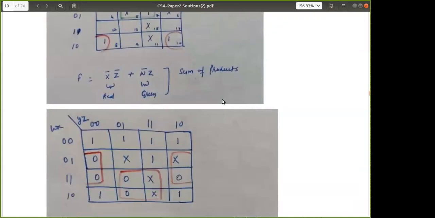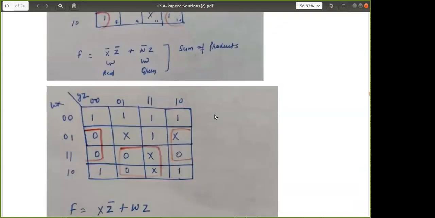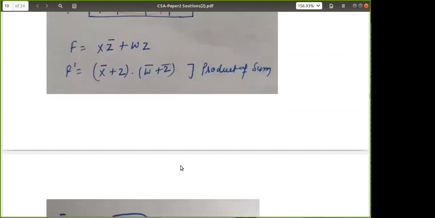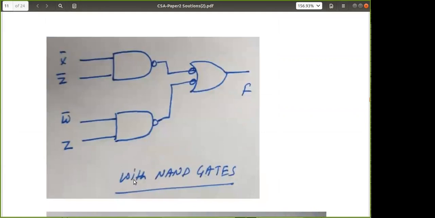So sometimes we will be asked in terms of sum of product, and sometimes also product of sum. In product of sum, we have to pair the zeros, and then we do the complement of this. So in case it asks for the product of sum, you also have to do the complement, and here we can create it with NAND gates. That is very easy.